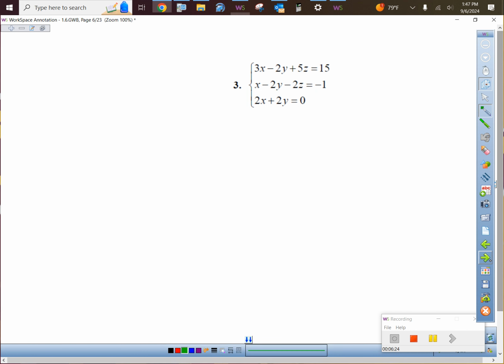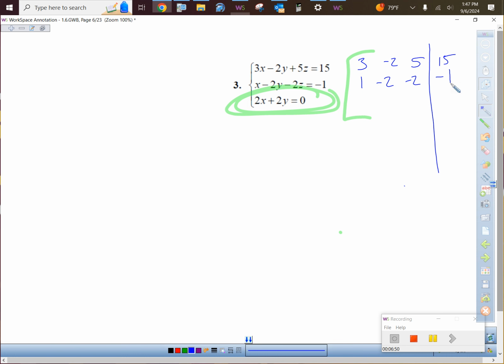Let's write ourselves an augmented matrix. And here's the problem. Look at this dude. I think we know what to do, though. That dude doesn't have all the letters, right? He's only got x's and y's, so we got to fill in a placeholder. So in this first dude, there is a 3 x's, -2 y's, 5 z's, and then 15 constants. 1, -2, -2, -1.